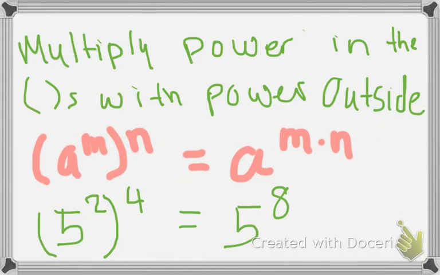The math problem for this would be 5 to the power of 2 inside the parentheses, raised to the power of 4. Because there's only one variable, you will carry it over, which would be 5, and you will multiply the powers, which would be 4 and 2. And 4 times 2 equals 8, so your answer will be 5 to the power of 8.